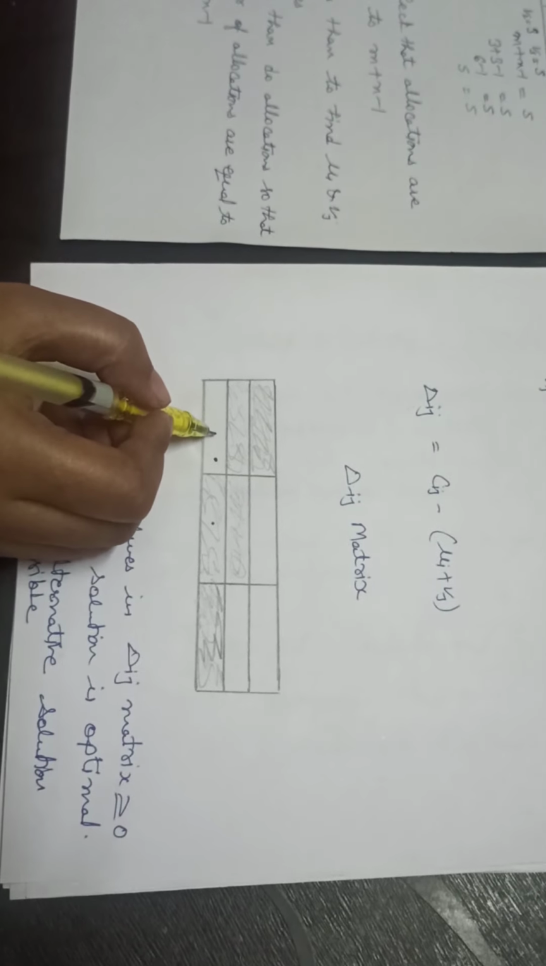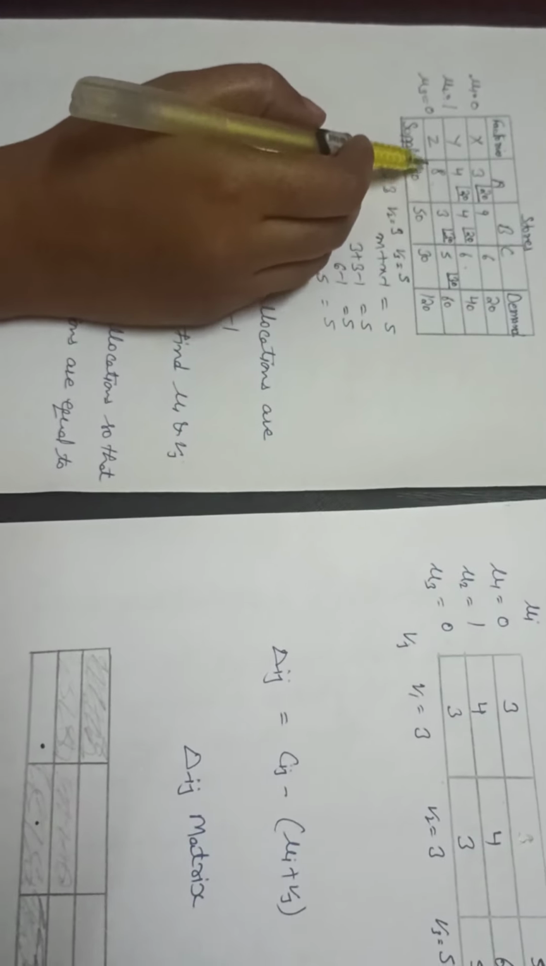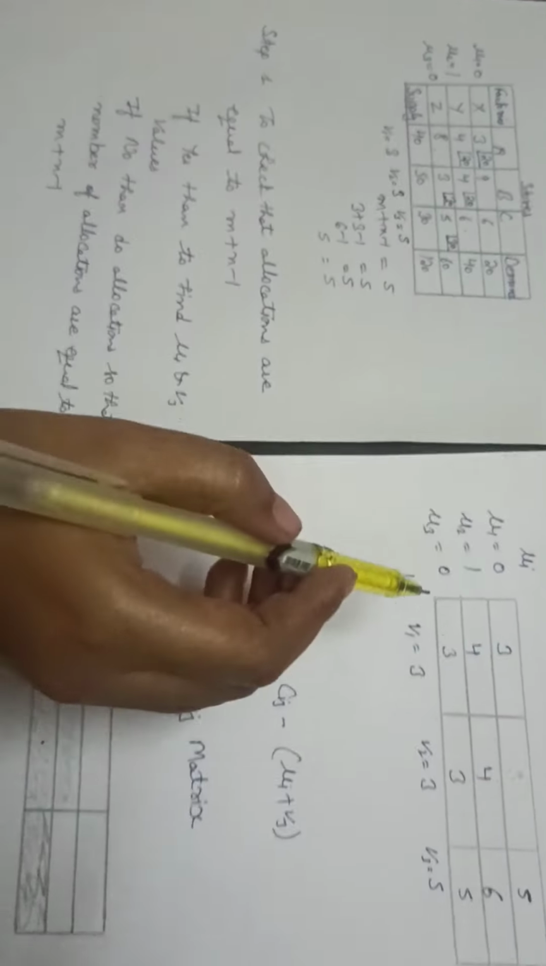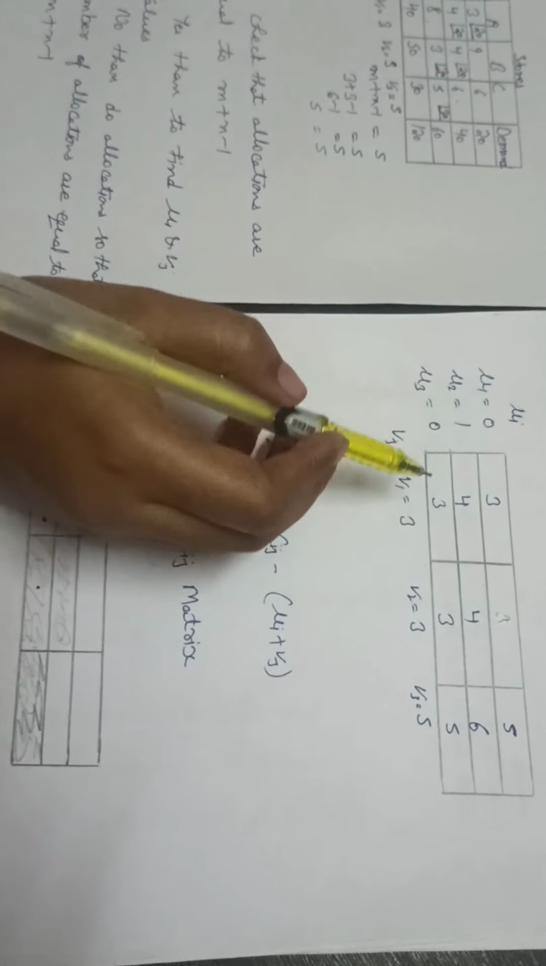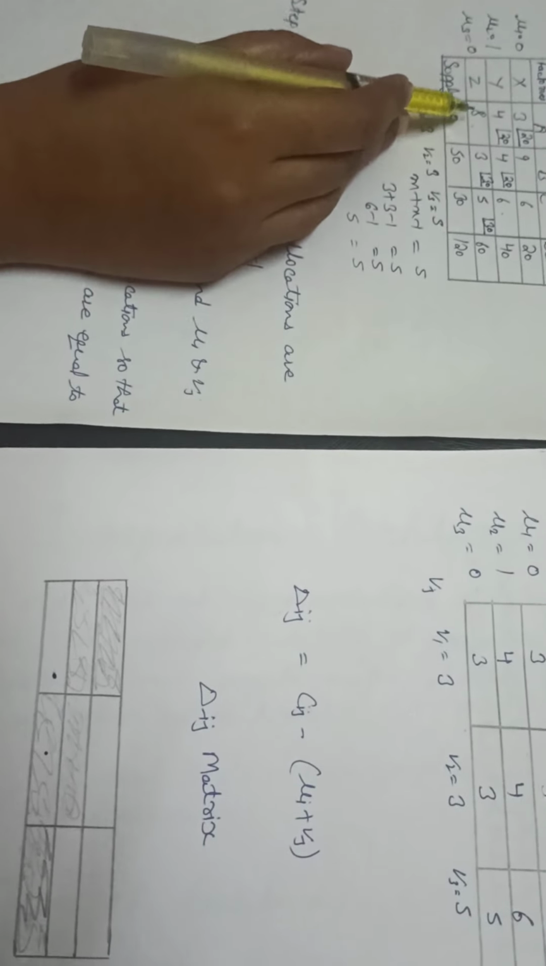What will we do? We will check the original problem. In the original problem, here we have the value 8. And in this uv matrix, we have the value 3. We will deduct 3 from this original cell value 8. 8 minus 3 is equal to 5. This is the way to write the values in an unallocated cell.